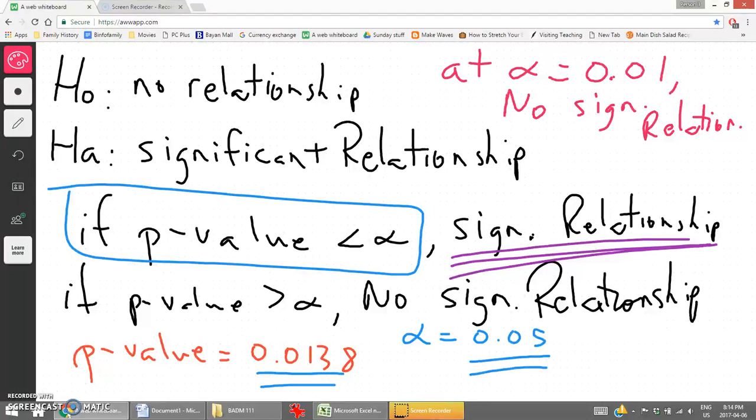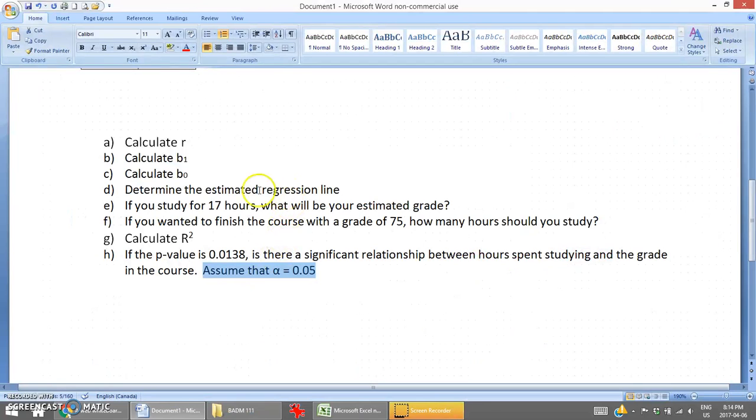So that is the extent of what we expect you to do in regression analysis. If you look back at our document, basically calculating this Pearson product, calculating the slope and intercept, determining the estimated regression line, putting the slope and intercept together, and then answering a couple general questions in parts E and F, calculating R-squared, and then making a statement in relation to the p-value and the level of alpha.